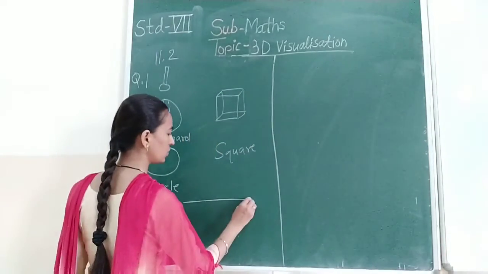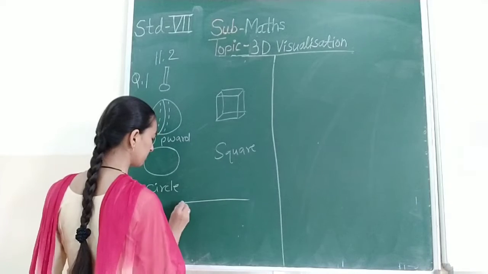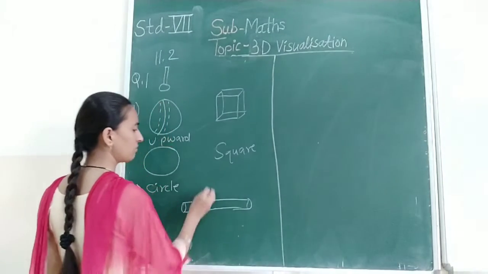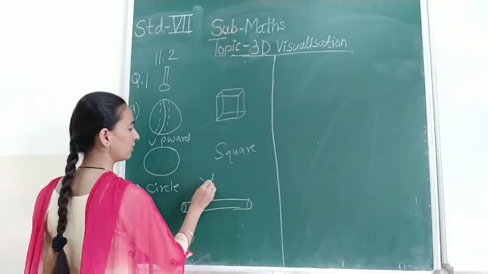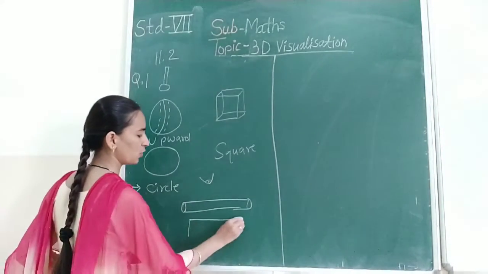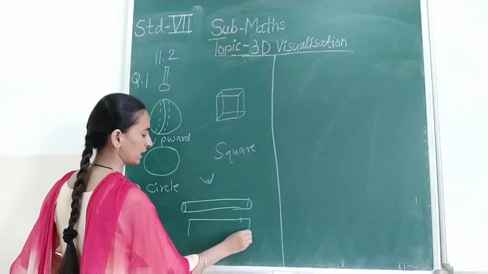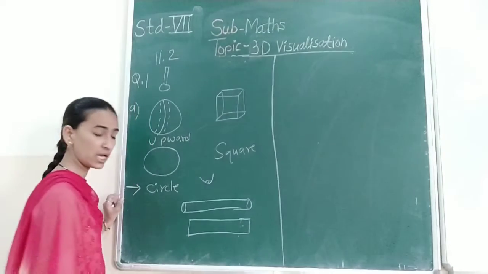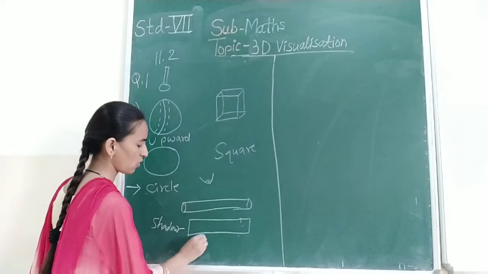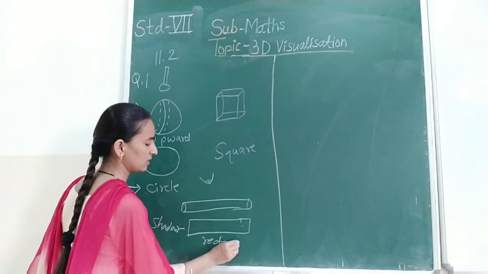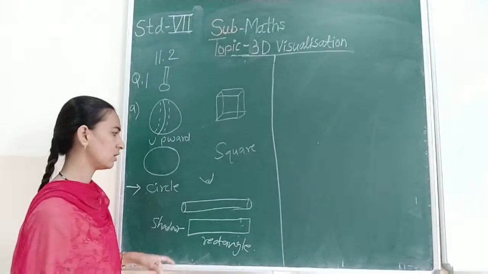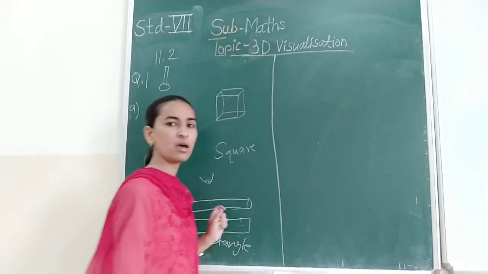Newspaper, suppose the newspaper is folded like this. It is folded. When we see from upward with a torchlight, it shows a rectangle. The shadow is of a rectangle. Understand this? We just have to observe this and write the answer. So for the third it is rectangle.